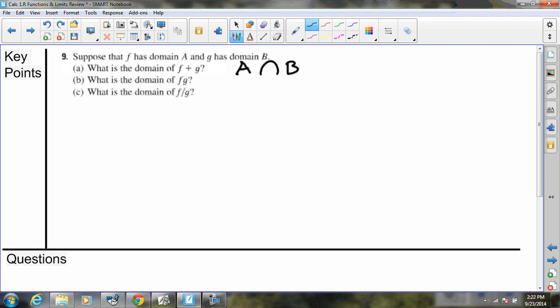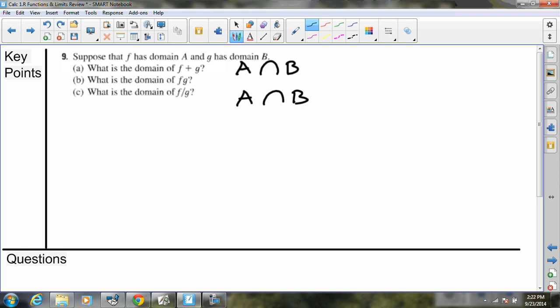Similarly, if we were looking at the domain of fg, it's the same piece. It will have to be approved for both of them. So we'd have to have A and B.